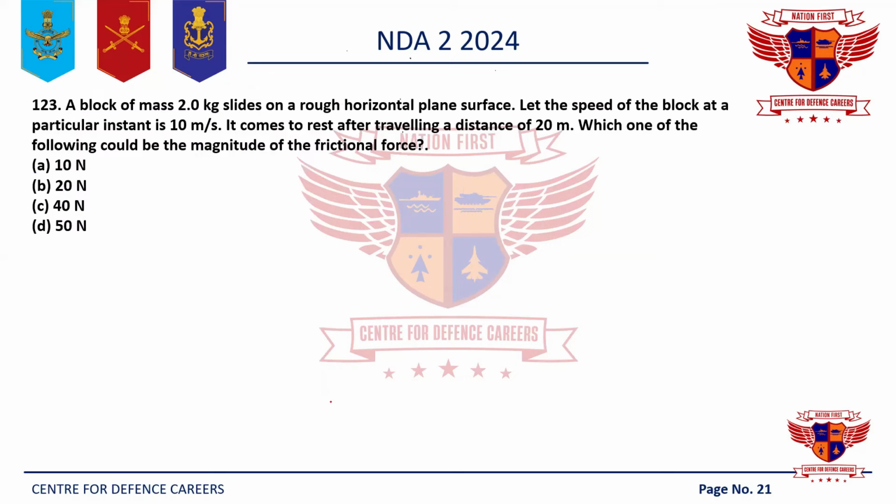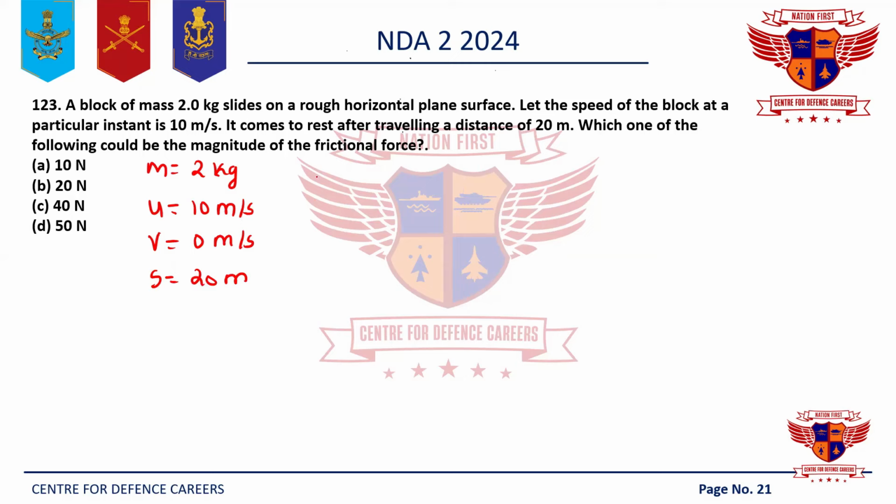A block of mass 2 kilogram slides on a rough horizontal surface. Let the speed of the block at a particular instant, that is initial velocity, be 10 meter per second. It comes to rest, okay, final velocity is 0 meter per second, after traveling a distance of 20 meters. Which of the following could be the magnitude of frictional force?